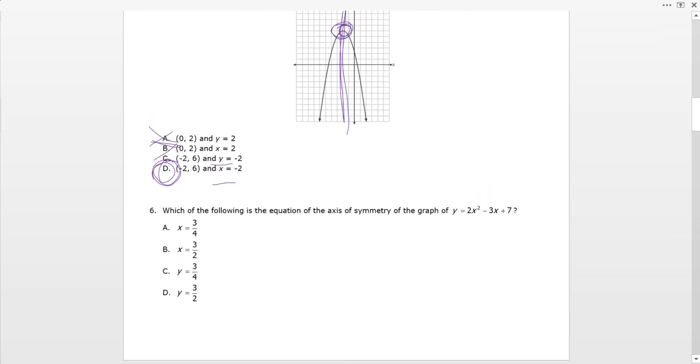Okay, axis of symmetry, line of symmetry. The formula we used in number 1 is x equals -b over 2 times a. In this equation, a equals 2, b equals -3, c equals 7. x is equal to -(-3), which is 3, over 2 times 2, which is 4. So it's a positive 3/4, and it's x, not y. So A is the correct answer.